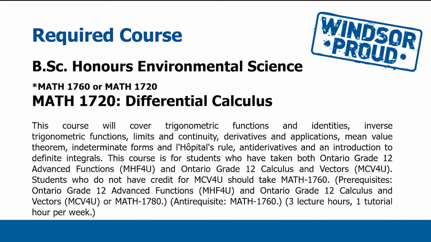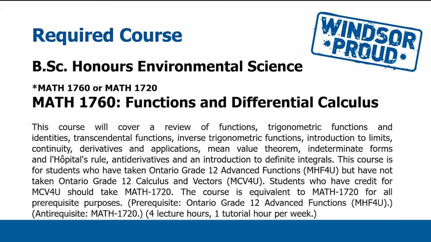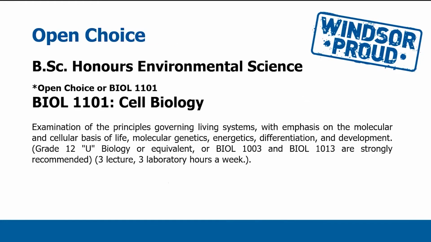Students in environmental science can either take MATH 1720, Differential Calculus, which has 3 lecture hours and 1 tutorial hour per week, or they can take MATH 1760, Functions and Differential Calculus, which has 4 lecture hours and 1 tutorial hour per week. The next course for the environmental science program is either an open choice course or BIO 1101, which is cell biology, and has 3 lecture hours and 3 laboratory hours each week.